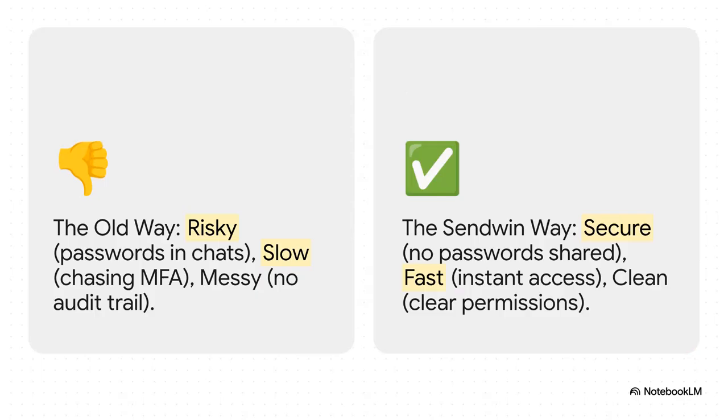And this really lays it all out, doesn't it? You've got the old way on one side, which is, let's face it, risky, super slow when you're chasing down those MFA codes, and just messy. There's no audit trail. Then you have the Sendwin way, secure because no passwords are ever shared, fast because it's instant access, and clean with crystal clear permissions. The difference is night and day.